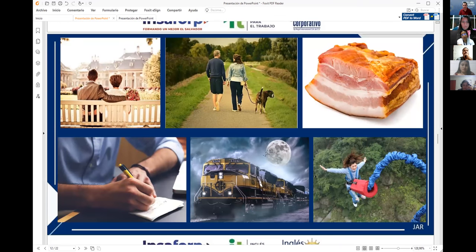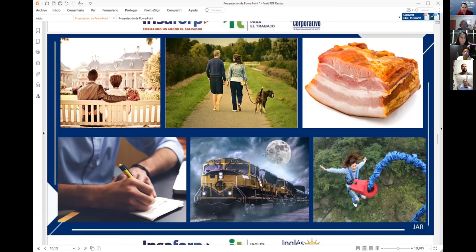Okay, look at the pictures. What can you say? Do they fight? What do you think? The man has flowers here for the lady. Do they fight? No. Because they love each other. They don't fight because they love each other. Excellent.